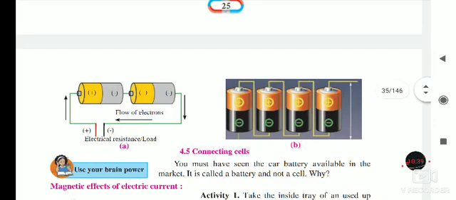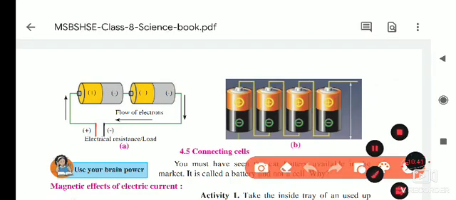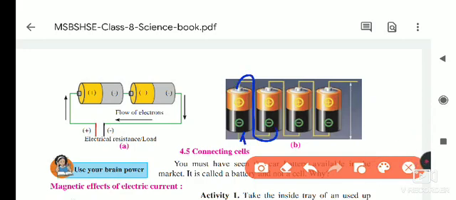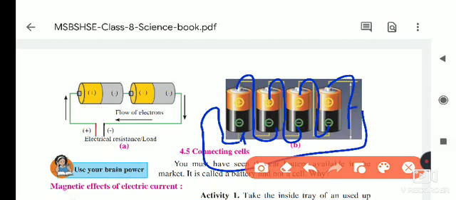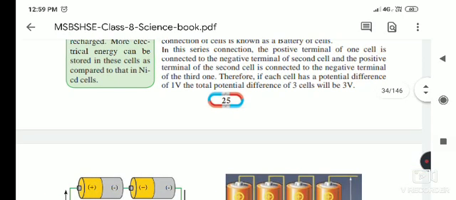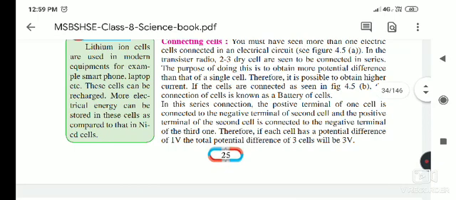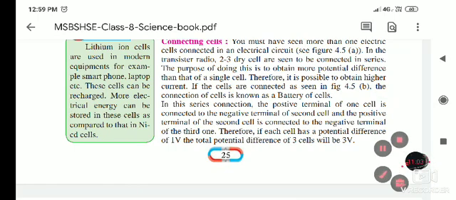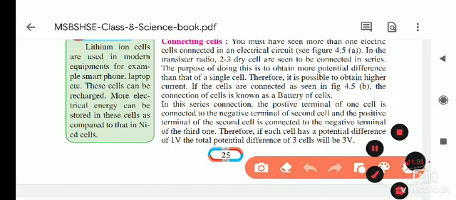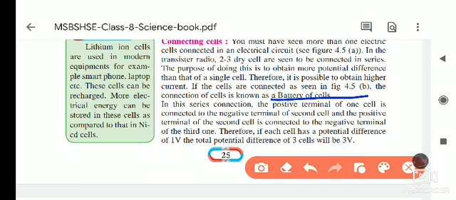If you see this figure, what happens here is that first the positive terminal is attached here, then again this cell's positive terminal is attached here in this way, and then it is attached to the circuit. This type of arrangement is seen in 4.b, and this connection of cells is known as a battery of cells. Just now I showed you that.